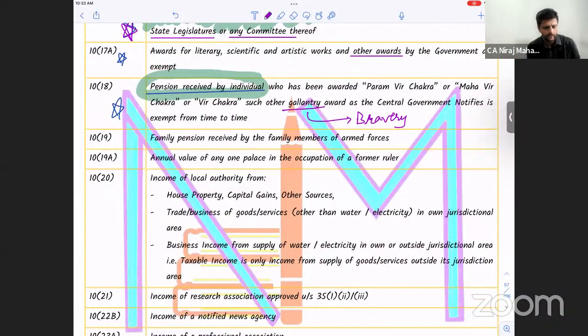And if the doubt comes to your mind, what if he was given this Paramveer Chakra, but posthumously? Posthumously means after death. Okay, that is also possible. So, family pension received by family members of armed forces. Given to everybody means, let us say, by death of the army personnel, after him, the pension goes to the family. Clear till here? So that is also exempt in the hands of family. Are you getting my point? It is exempt in the hands of family as per 10-19. Clear? All right.